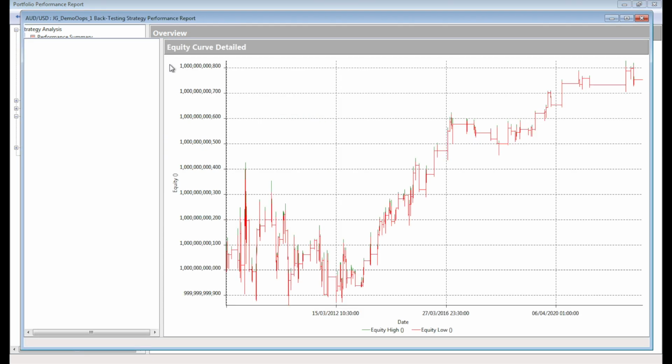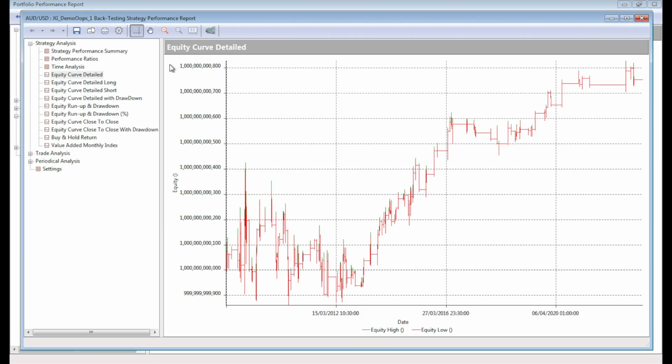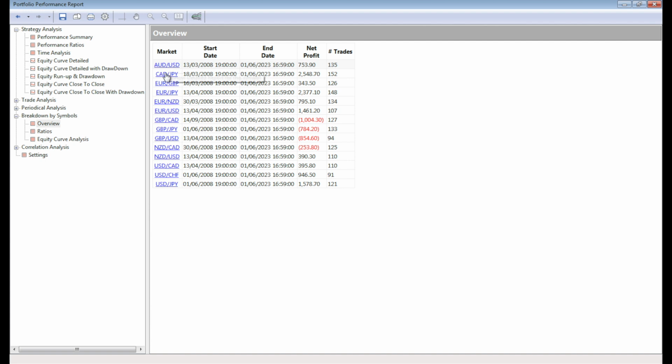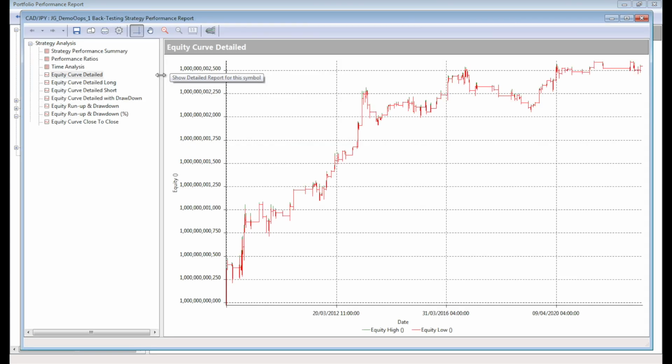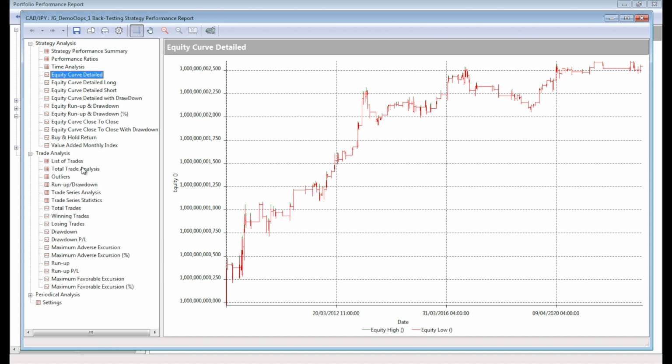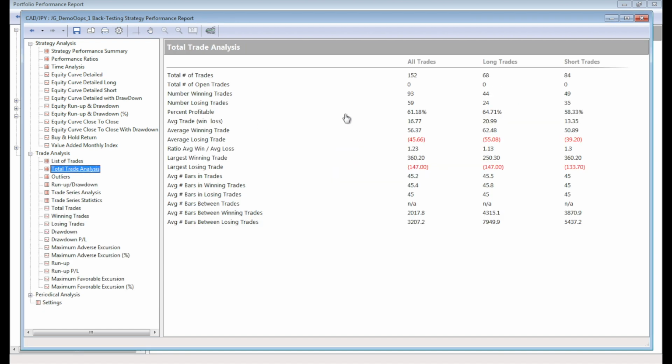Australian dollar, US dollar, there's the equity curve. Canadian, Japanese yen, there's the equity curve, not bad. Let's have a look at the size of the average trade. Size of the average trade is almost 17 pips, so that's pretty good. By the time we've paid spreads and commissions, we're still going to have a big chunk of profit there still, so that's pleasing.